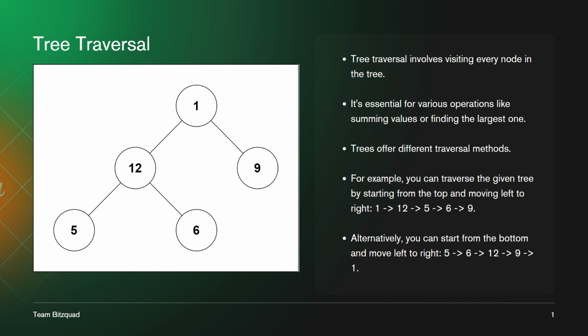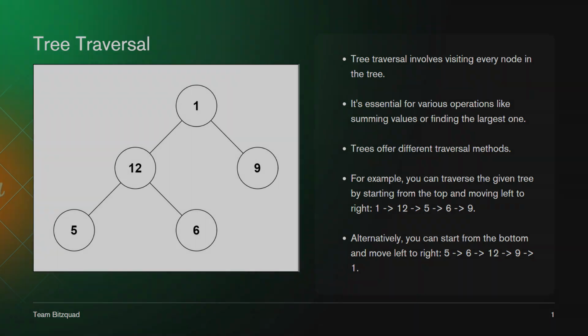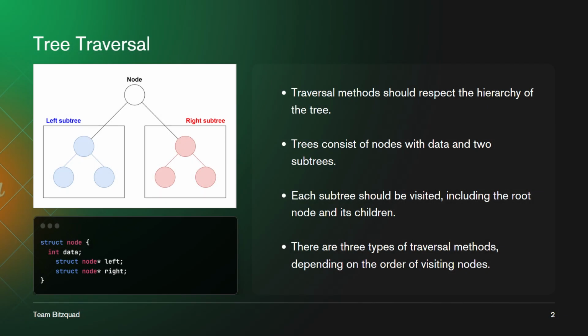Starting from top, left to right: 1, 12, 5, 6, and 9. Starting from bottom, left to right: 5, 6, 12, 9, and 1. Although this process is somewhat easy, it doesn't respect the hierarchy of the tree, only the depth of the nodes. Instead, we use traversal methods that take into account the basic structure of a tree.